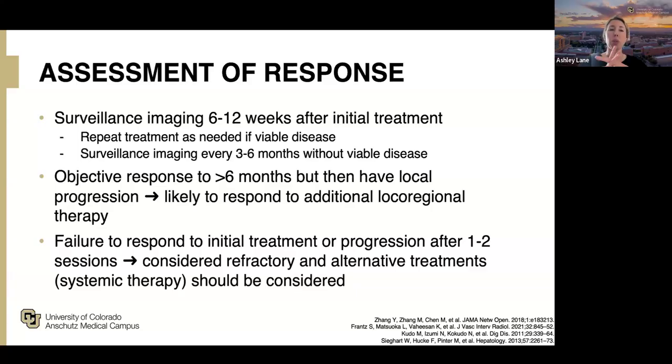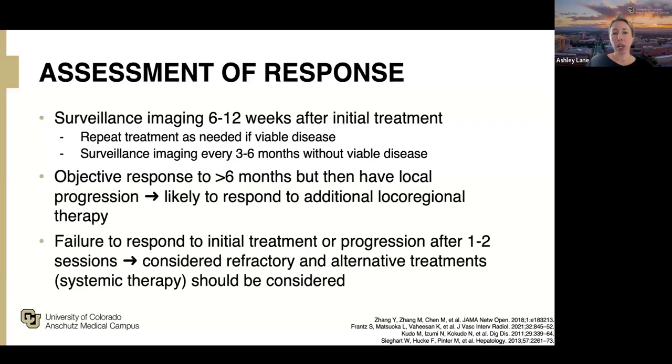So how do we assess response? We assess response by surveillance imaging. Depending on what treatment they have and what their initial treatment burden or tumor burden was, we do imaging 6 to 12 weeks after the initial treatment. We tend to repeat treatment if needed, if there's viable disease, and then we continue to surveil them 3 to 6 months thereafter without viable disease.